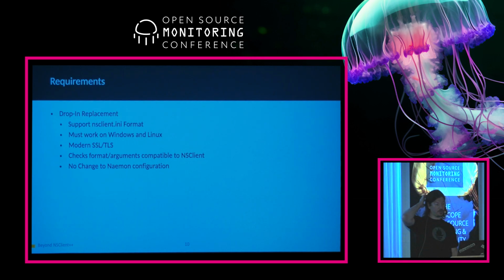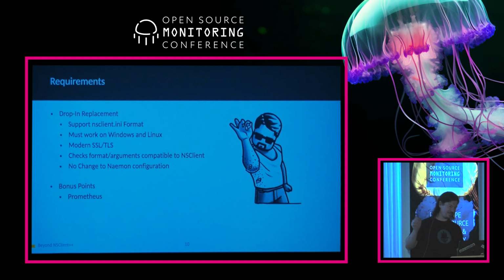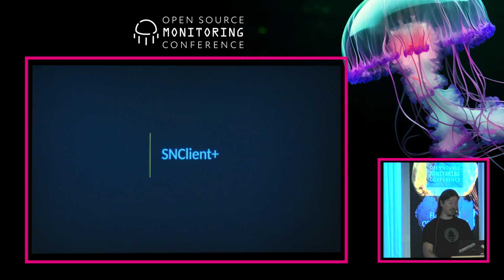And we don't want to change the Naemon configuration. So we just want to replace the agent and everything should stay as is. And when we made the requirements, we said, okay, let's add a little bit of Prometheus to it, because if you're trying to do both things, Prometheus for metrics and Naemon for the fault monitoring, then if we consider a new agent, let's just do both. So that's why we created SNClient Plus.